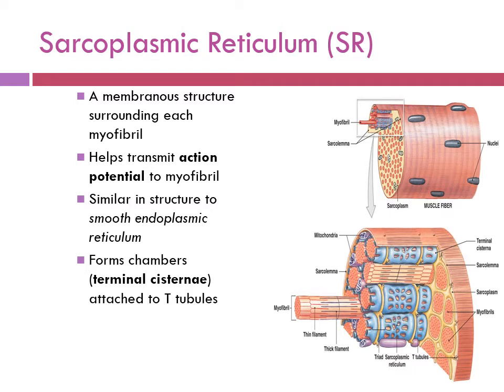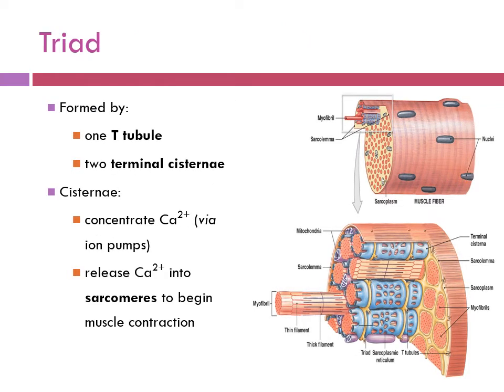It has these areas, let's see if I can draw them small here. So this area here on either side of that yellow, there's two terminal cisterns. And what those are, expanded chambers where calcium is really being stored. And then the yellow that's surrounding the center of those two terminal cisterns is the T-tubule. So the combination of one T-tubule with two terminal cisterns right there is called a triad. Here we go. So the triad, one T-tubule, two terminal cisterns.